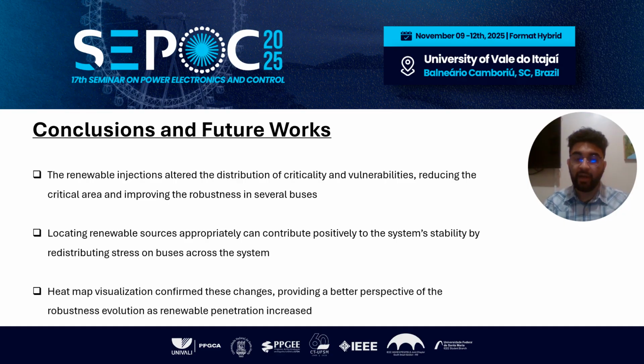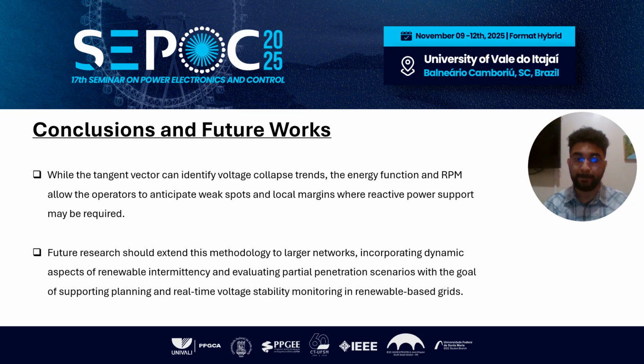The renewable injections alter the criticality and vulnerability of our system in a greater way. They reduce the critical area and provide better robustness in most of the buses. Local renewable sources, appropriately placed, can contribute positively to system stability by reducing stress on buses across the system. As stated before, the heat map visualization confirms these changes, providing a visual perspective of the robustness evolution as renewable penetration increases. While the tangent vector can identify voltage collapse trends, the energy function and RPM allow the operator to anticipate weak spots and local margins where reactive power support may be required.